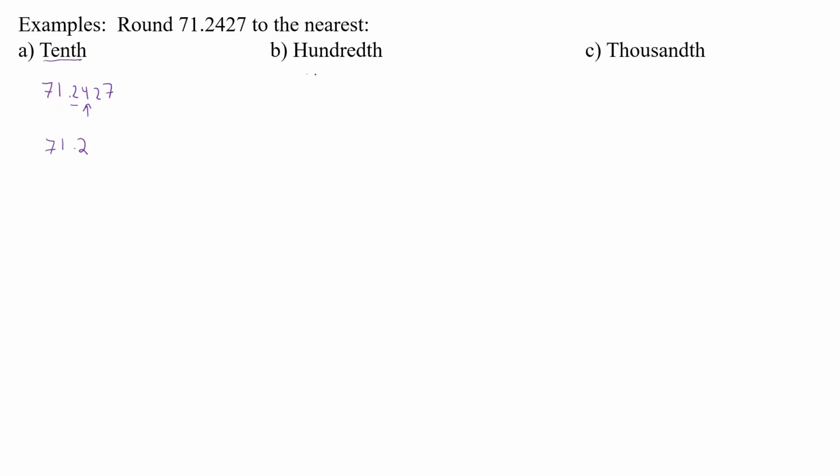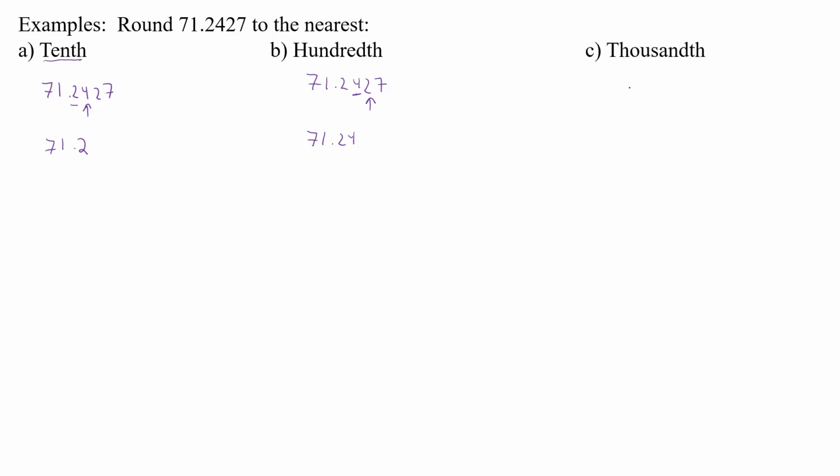Now the 100th, 71.2427. Now the 100th is the second position. We're using the next digit as our test digit. 2, again, is not greater than or equal to 5. So that 4 stays. So 71.24, and we drop everything to the right of that.